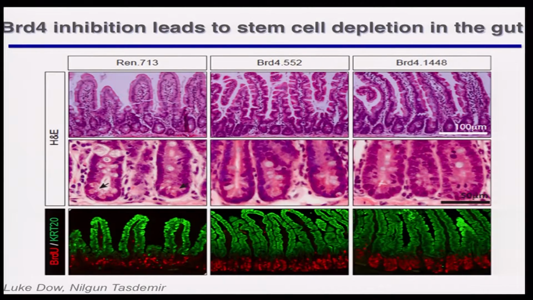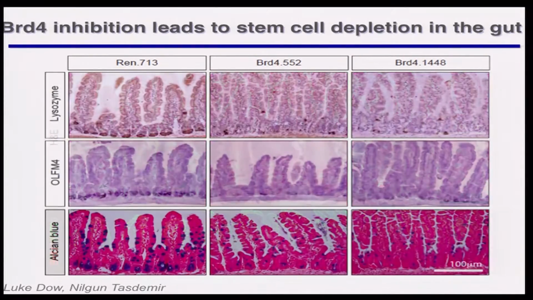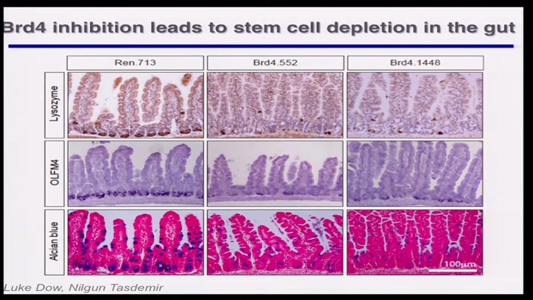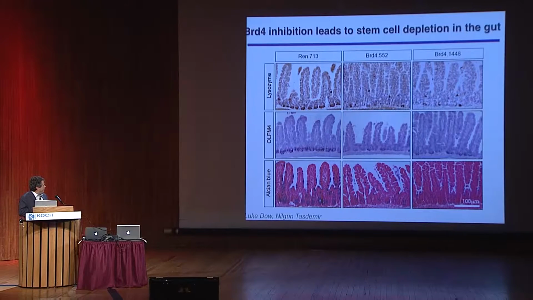When we looked at the mice where BRD4 shRNAs were expressed, we noticed, and you may not even be able to see it, something different about the morphology of these small intestines, which became clear when we started to do immunohistochemistry or in situ hybridization for markers of different cell types. So lysozyme measures the Paneth cells, normally in the crypt.